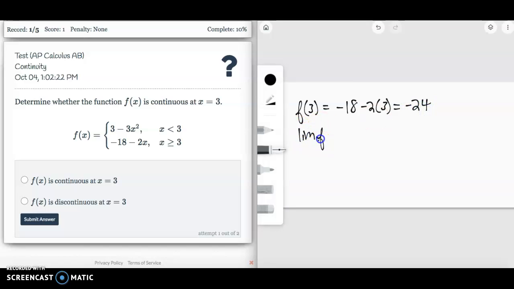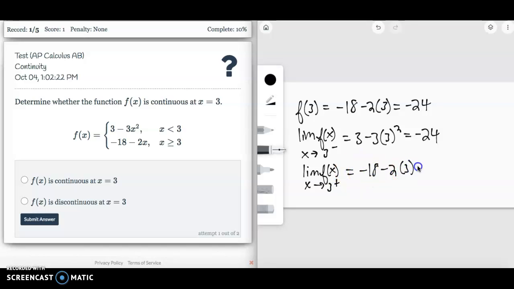Then I'm finding my left-hand limit and my right-hand limit. For my left-hand limit, if I plug in 3, I would be using the top part because that's for values less than 3. So 3 minus 3 times 3 squared. 3 squared is 9, 9 times 3 is 27, 3 minus 27 is indeed -24. And my right-hand limit would use the same piece I'd use to plug in 3. So my right-hand limit is also -18 minus 2 times 3, which is -24, continuous.